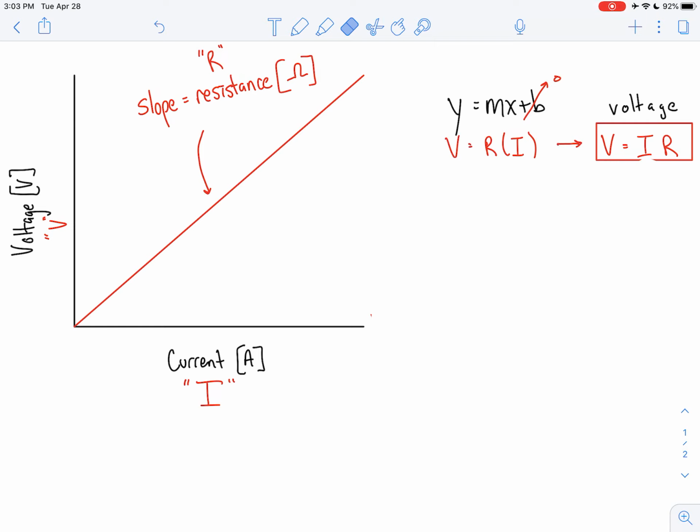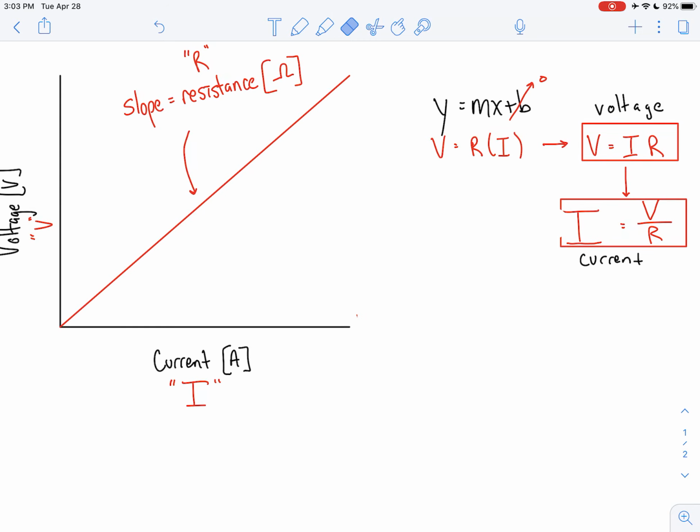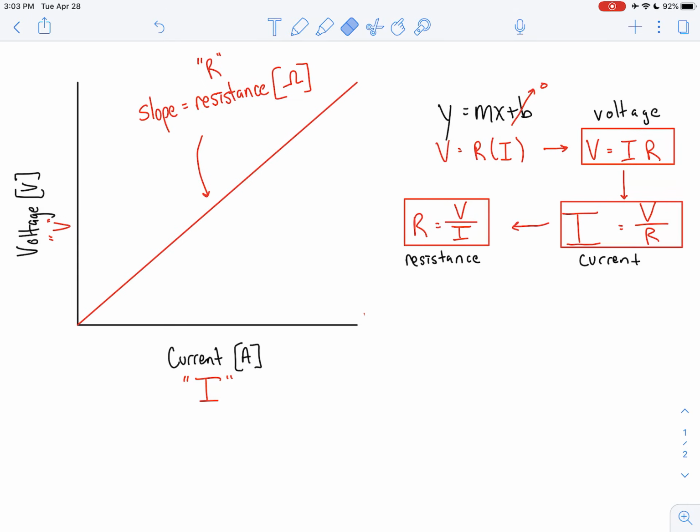So if you have the current and the resistance, you can multiply them together to get the voltage. Another form of this equation to solve for a different variable would be I equals V over R, which is the current. Now, the last form to calculate the resistance is just simply R equals V over I. So now you have a way to calculate voltage, current, and resistance if you're given 2 out of those 3.